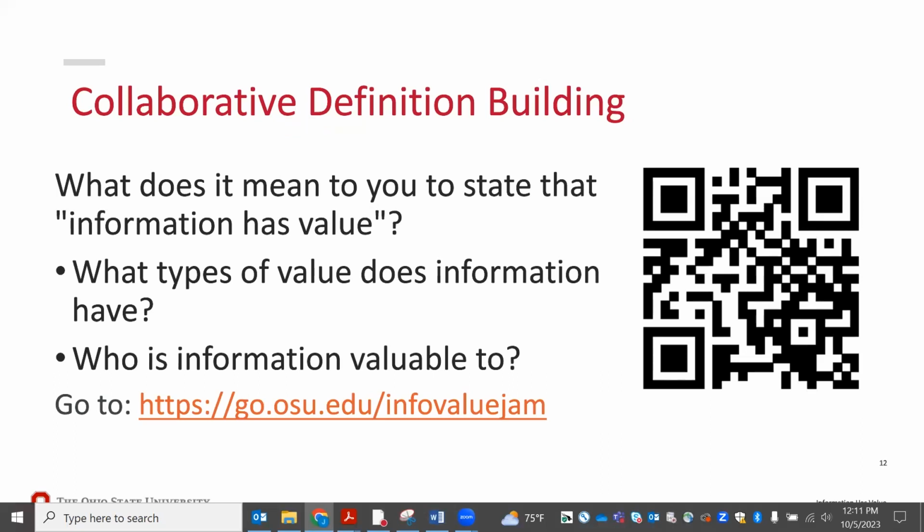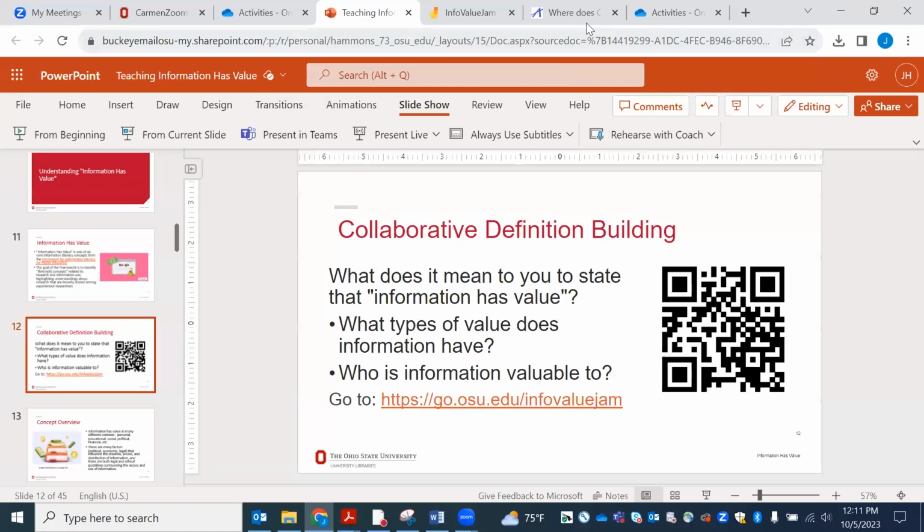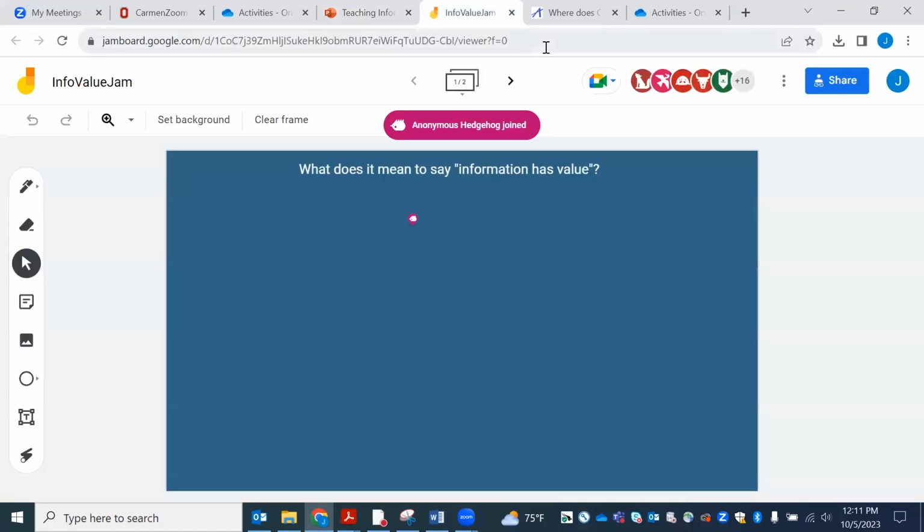What we're thinking about here is, when you hear that phrase, information has value, what comes to mind? What do you think about? What kinds of value? Who does it have value to? What is it about information that is valuable? We'll think about that and do some collaborative definition building around this concept. So we'll go ahead and go out to that Jamboard.